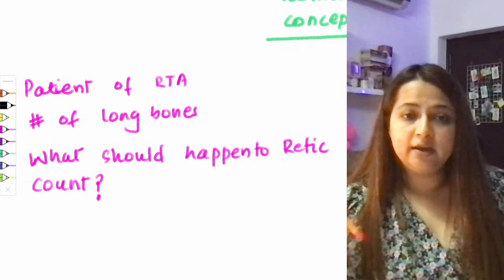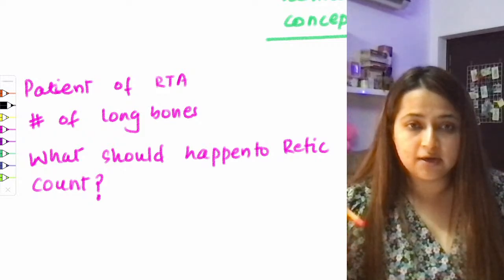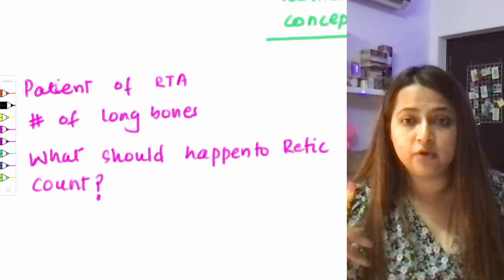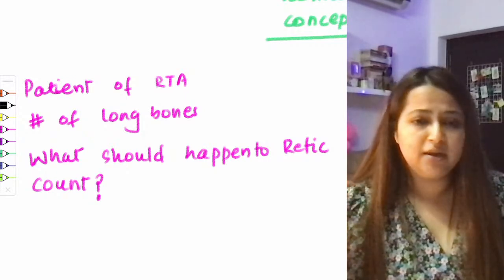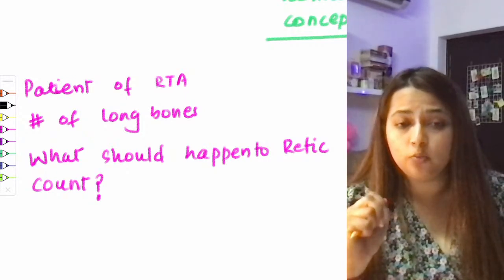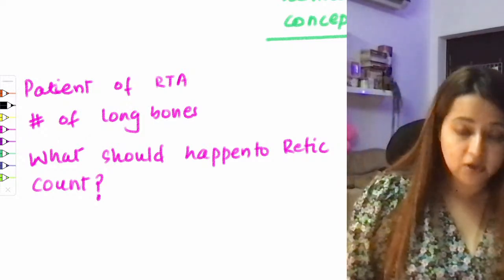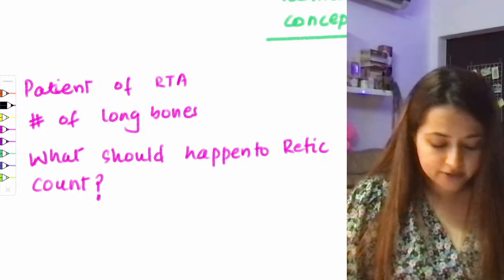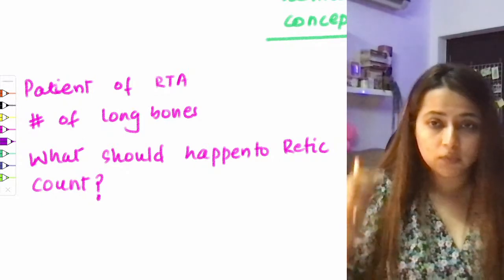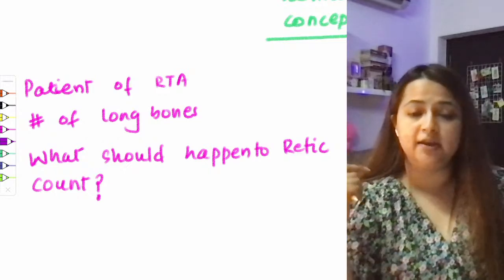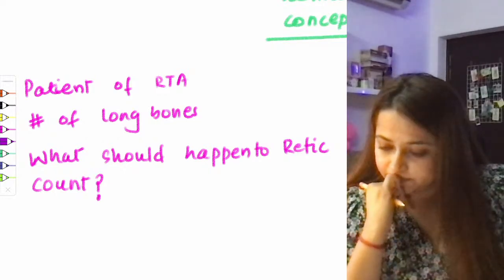Supposing you get a patient of road traffic accident, the patient comes to the casualty and there is a fracture of the tibia, or any of the long bones. Now, what should be happening to the reticulocyte count here? Can anyone talk about it? What is the concept that we are talking about and what should be happening to the reticulocyte count?